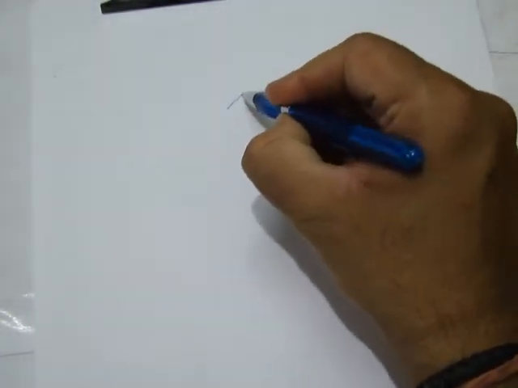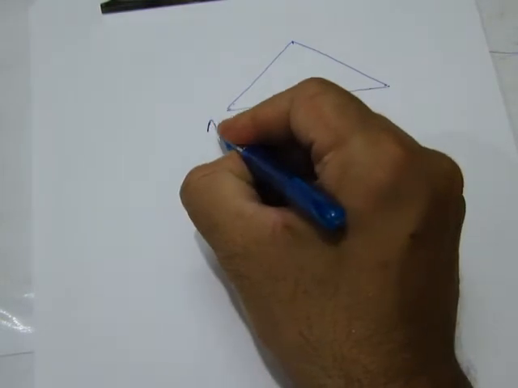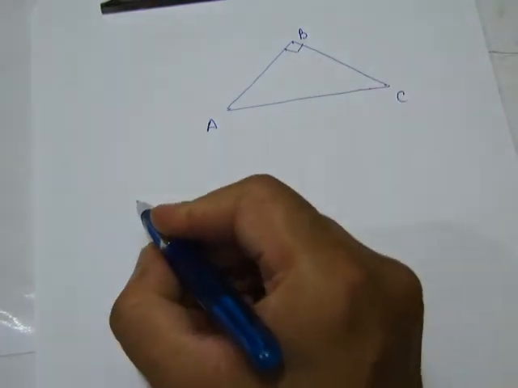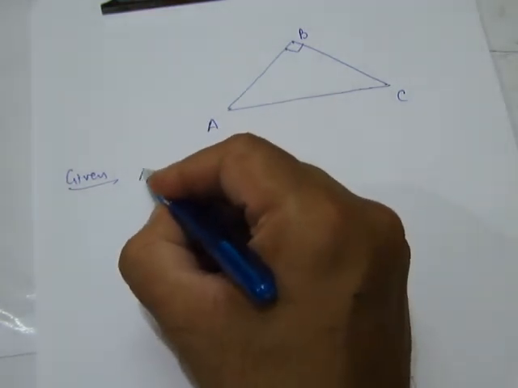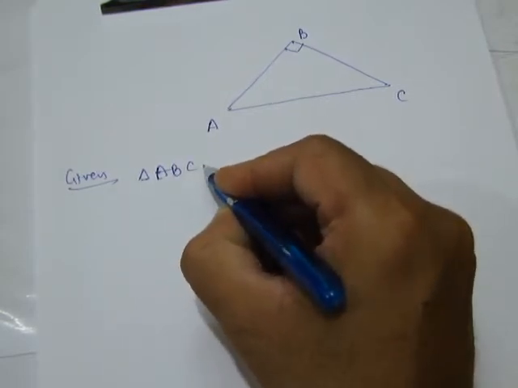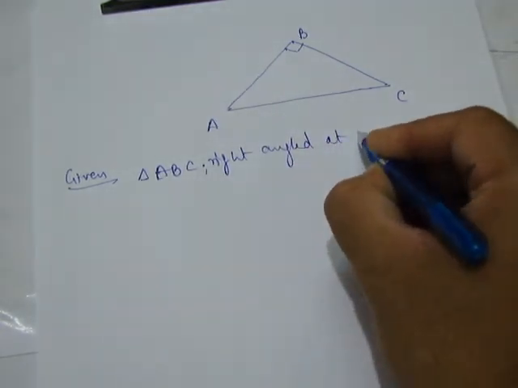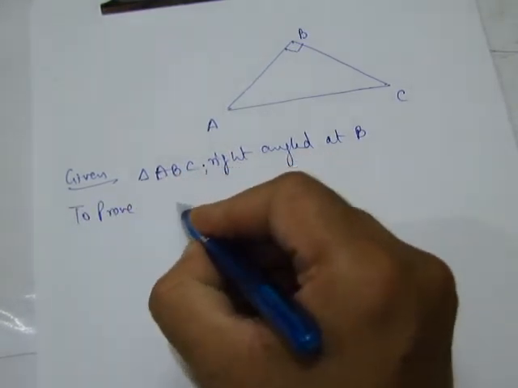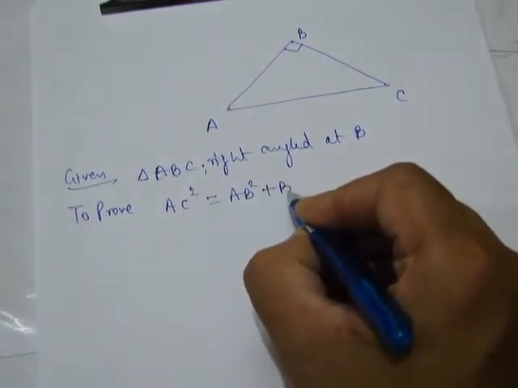Suppose this is a right angle triangle. Let us name it A, B, C. This is a right angle triangle. So what is given? Given is a triangle ABC, which is right angled at the point B. And what we want to prove? We want to prove that AC square is equal to AB square plus BC square.